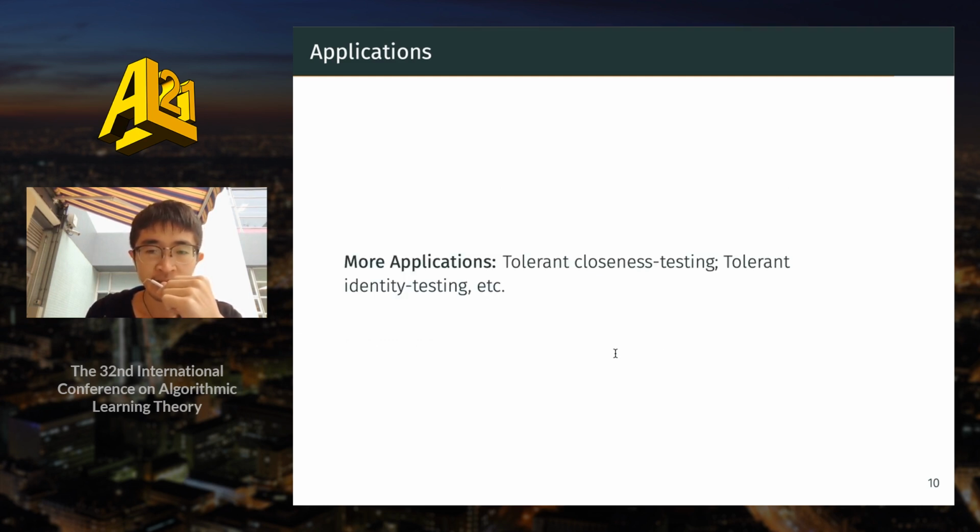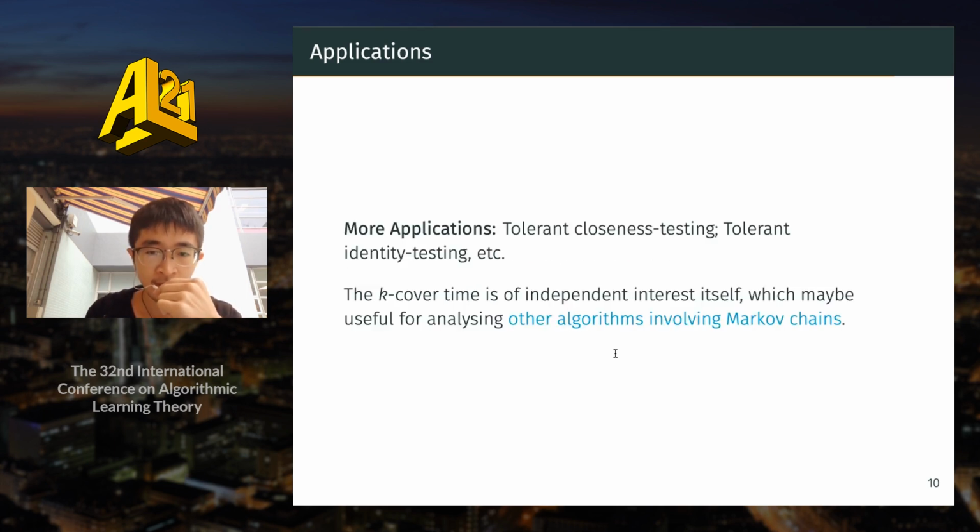In fact, our notion of kcover time also simply applies to many other learning and testing problems like tolerant closeness testing, tolerant identity testing, and so on. And it also applies to a broader family of chains like irreducible chains or reversible chains instead of only ergodic ones. And we also remark that our notion of kcover time is of independent interest itself as a combinatorial quantity, and it might be useful for analyzing other algorithms involving Markov chains as well.